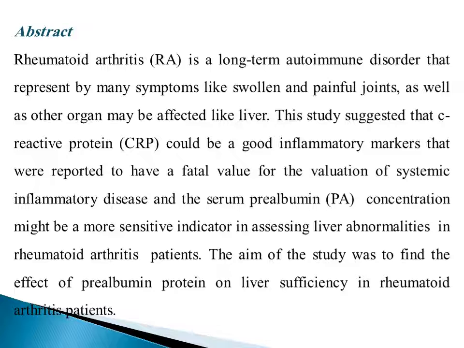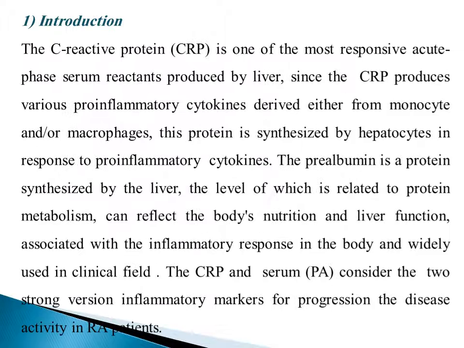This study suggested that C-reactive protein could be a good inflammatory marker that was reported to have a vital value for the evaluation of systemic inflammatory disease, and the serum prealbumin concentration might be a more sensitive indicator in assessing liver abnormalities in rheumatoid arthritis patients. The aim of the study was to find the effect of prealbumin protein on liver sufficiency in rheumatoid arthritis patients.